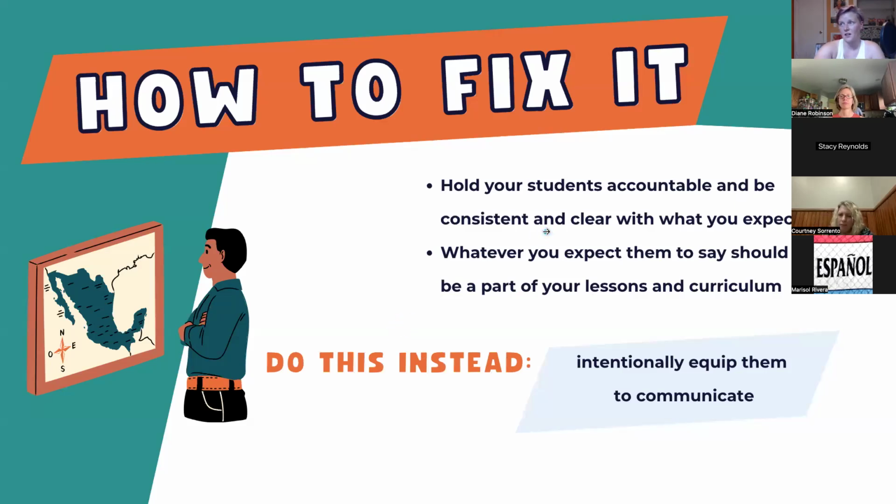So here's how to fix it. Hold your students accountable. Be consistent. Be clear with what you expect. Like, where do you expect them to use target language? How much? And make it very clear, again, that you're not going to correct them. Because level 1 and level 2 students are deathly afraid of using the wrong accent. They're painfully aware of their lack of pronunciation knowledge. So celebrate their attempts instead of correcting them.